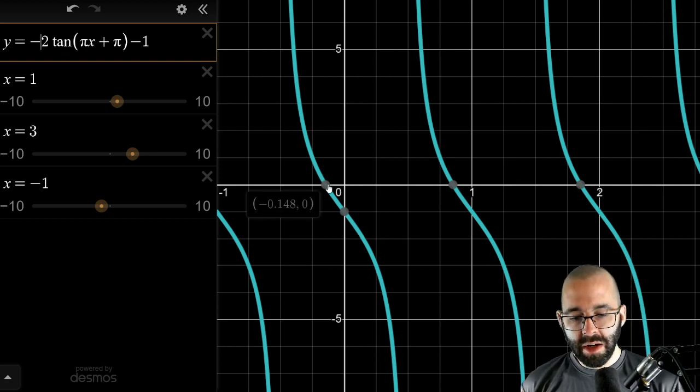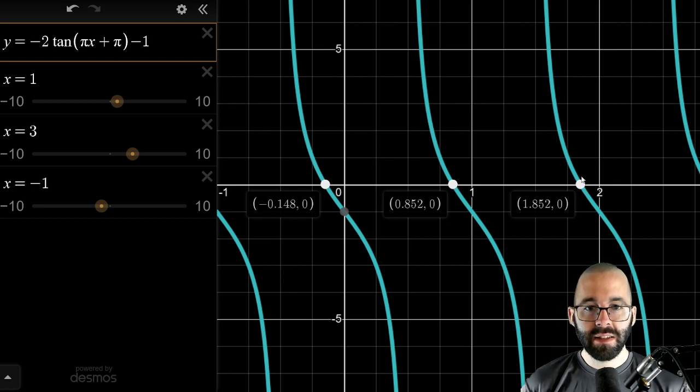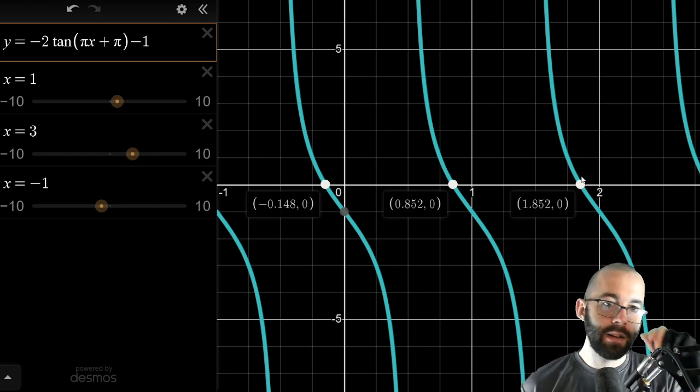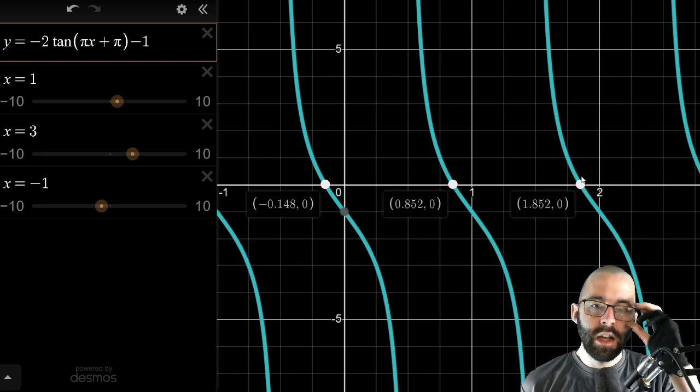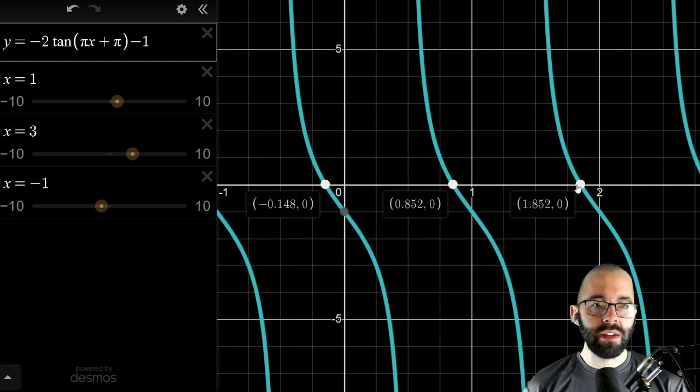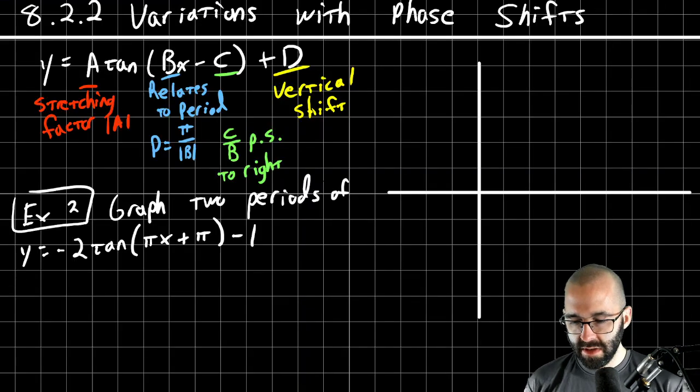Let's start by looking at our period. How does it repeat? Well, it repeats every 1 unit. Okay. There is a phase shift. So this is not actually our center, but it does repeat every 1 unit. You can pick any point at the graph to look at your period. Let's write that down. Okay, the period is 1.